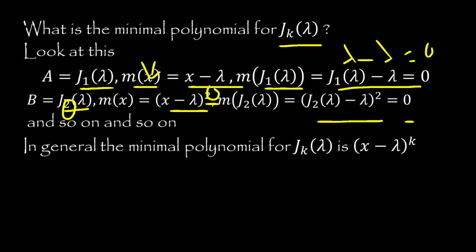And so on. So in general, the minimal polynomial for the Jordan block of size k is given by x minus lambda to the power k. Remember, k in this case is the multiplicity, or the power. So this k here is basically this one here. It just follows like that.